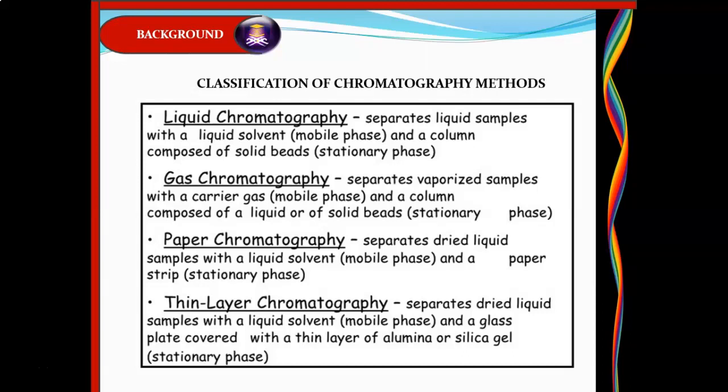Okay, right. So paper chromatography separates a dried liquid sample with a liquid solvent acting as a mobile phase, and a paper strip acting as a stationary phase. For thin layer chromatography, it separates a dried liquid sample with a liquid solvent acting as a mobile phase, and a glass plate covered with a thin layer of alumina or silica gel which acts as a stationary phase.